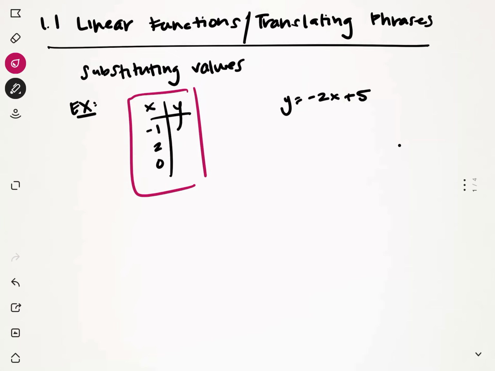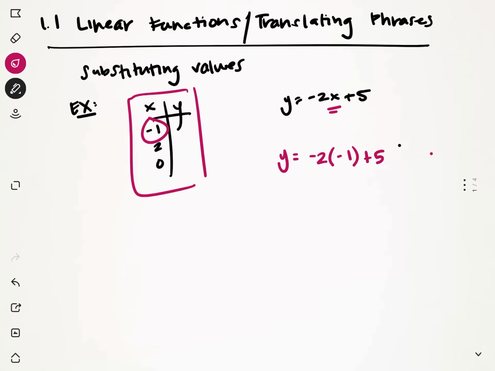So all we're going to do is substitute the x values into our function y equals -2x plus 5. And then we're going to put the y value that we come out with in our table. So let's start off with -1. We're going to substitute -1 for x. Now it's always helpful whenever we substitute values in to put parentheses. They just keep track of our signs.